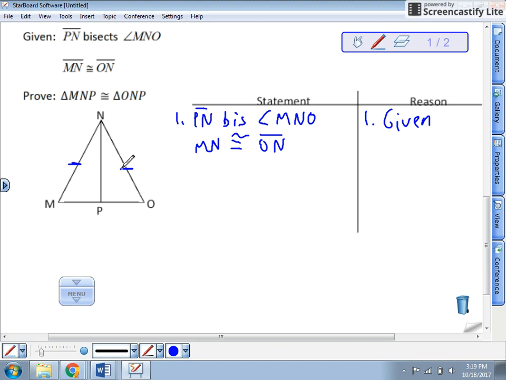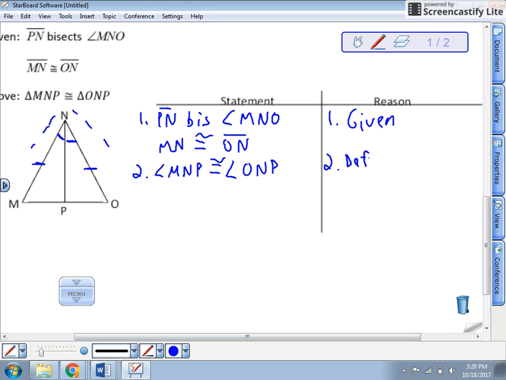Now, PN bisects MNO. It doesn't tell us anything's congruent, but what do we know if something bisects? Well, bisect means cut in half. MNO is this angle right here, this large angle. So bisect means it cuts it in half. So these two angles right here are congruent. So let's say that angle MNP is congruent to angle ONP. And our reason, we're just going to put down definition of angle bisector. I'll shorthand it for you.